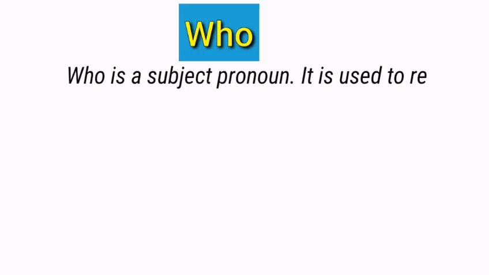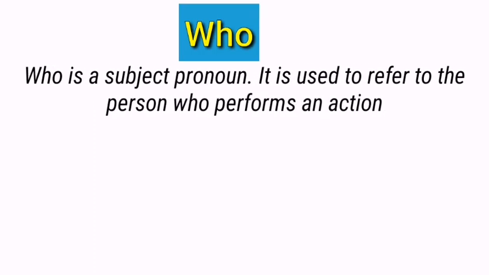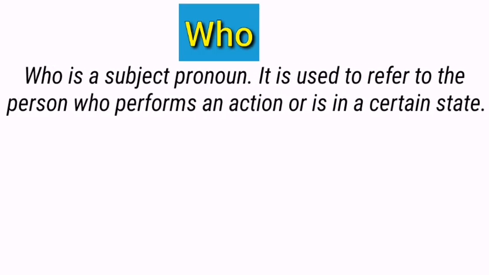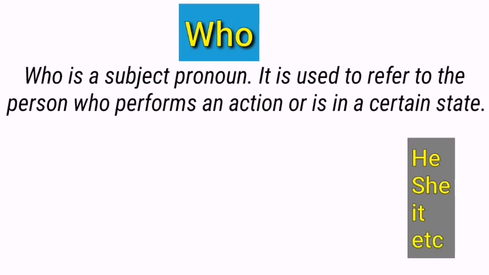Who. Who is a subject pronoun. It is used to refer to the person who performs an action or is in a certain state. What does it mean? Simply, it means that the word who is nothing but just a pronoun like he, she, it, etc. Basically, it is used to refer to the subject of a sentence, the person that performs the action of the verb. Just look at these examples.